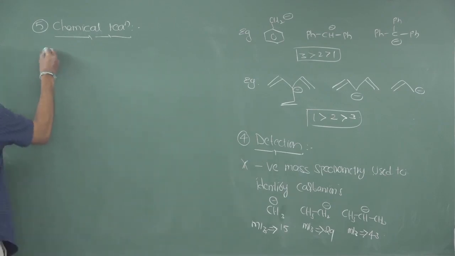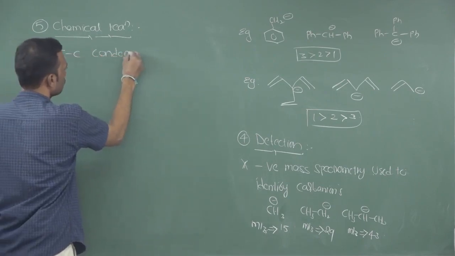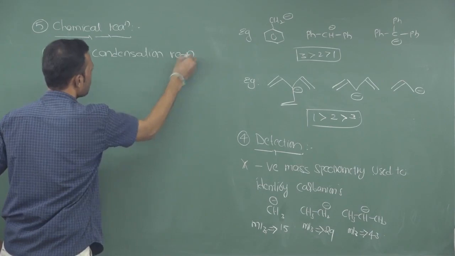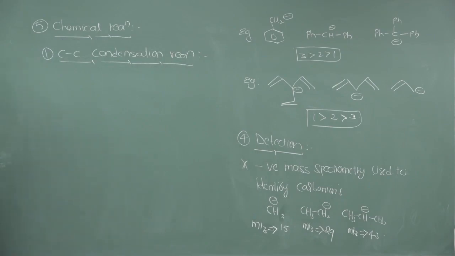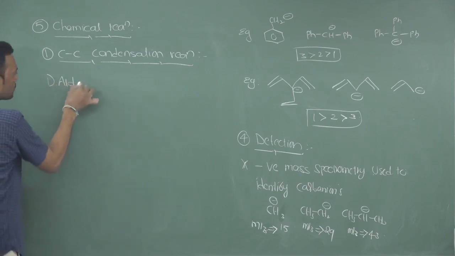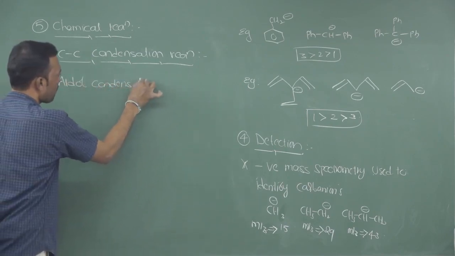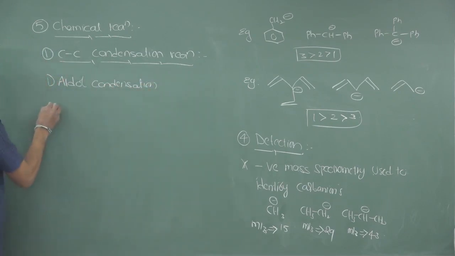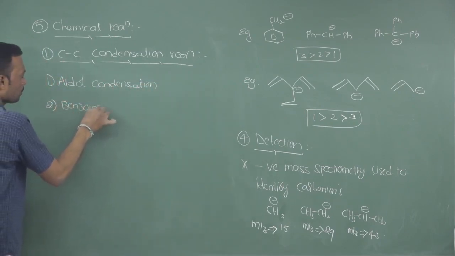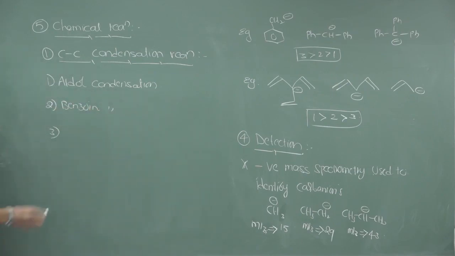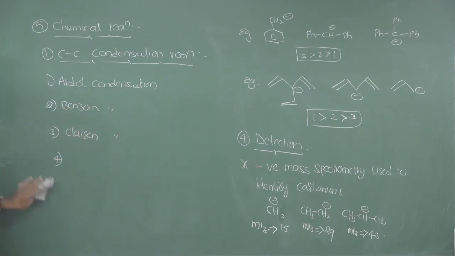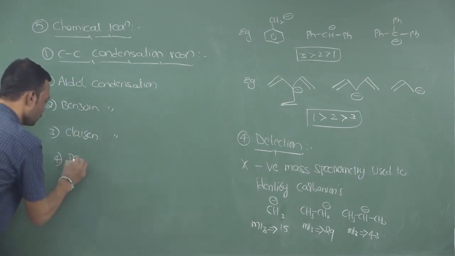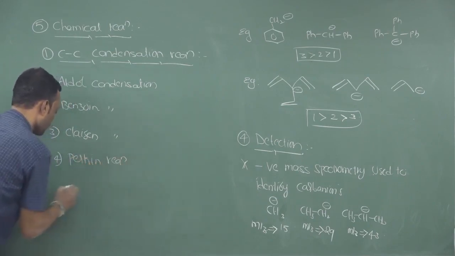First one is the CC condensation reaction. This you will learn in the individual chapters, but I will give some examples involved in CC condensation. The best example in this case is aldol condensation. You know aldol condensation? Next is benzoin condensation. Then Claisen condensation. Next, the Perkin reaction, also called Perkin condensation.